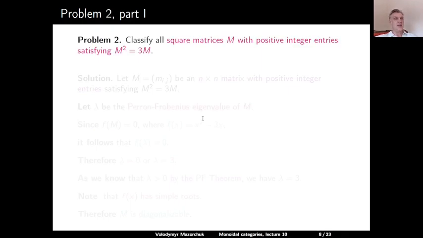Problem 2. Classify all square matrices M with positive integer entries which satisfy the equation that M squared is equal to 3M.